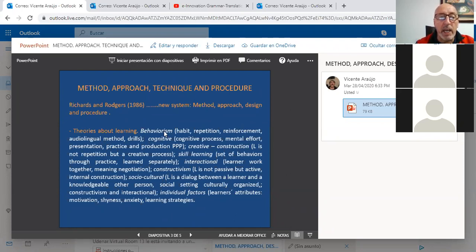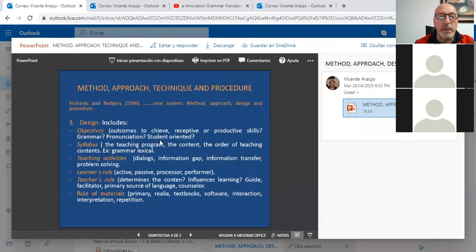One example of behaviorism is a method which is called audiolingual. According to this audiolingual method, you learn language by means of drills. Drills, more drills, and more drills. Drills are exercises. That's the point of view of behaviorism. It sounds fine so far, because there are more theories.